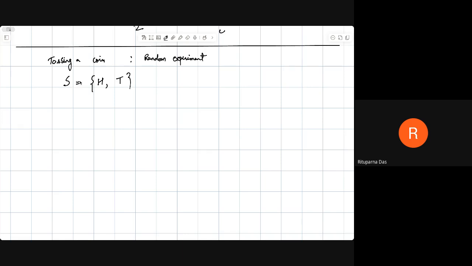So any event that occurs comes from the sample space. The set of all possible events, if the sample space has n elements, then there can be 2 to the power n possible events, because S can have a total of 2 to the power n subsets.